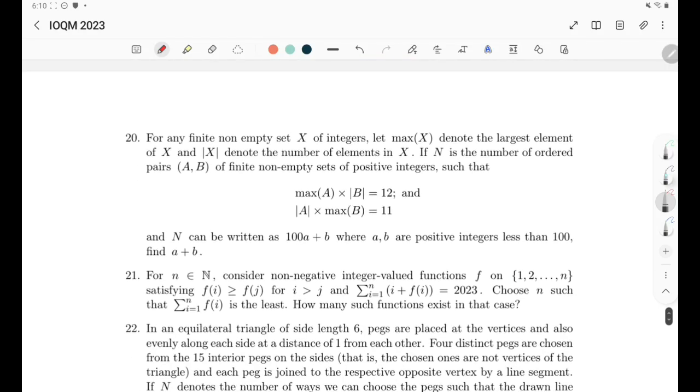Okay, question 20. For any finite non-empty set X, they're defining the max function, okay, it makes sense, and the cardinality function. If n is the number of ordered pairs AB of finite non-empty sets of positive integers such that we have two conditions: max A times the cardinality of B is 12, and cardinality of A times max B is 11.